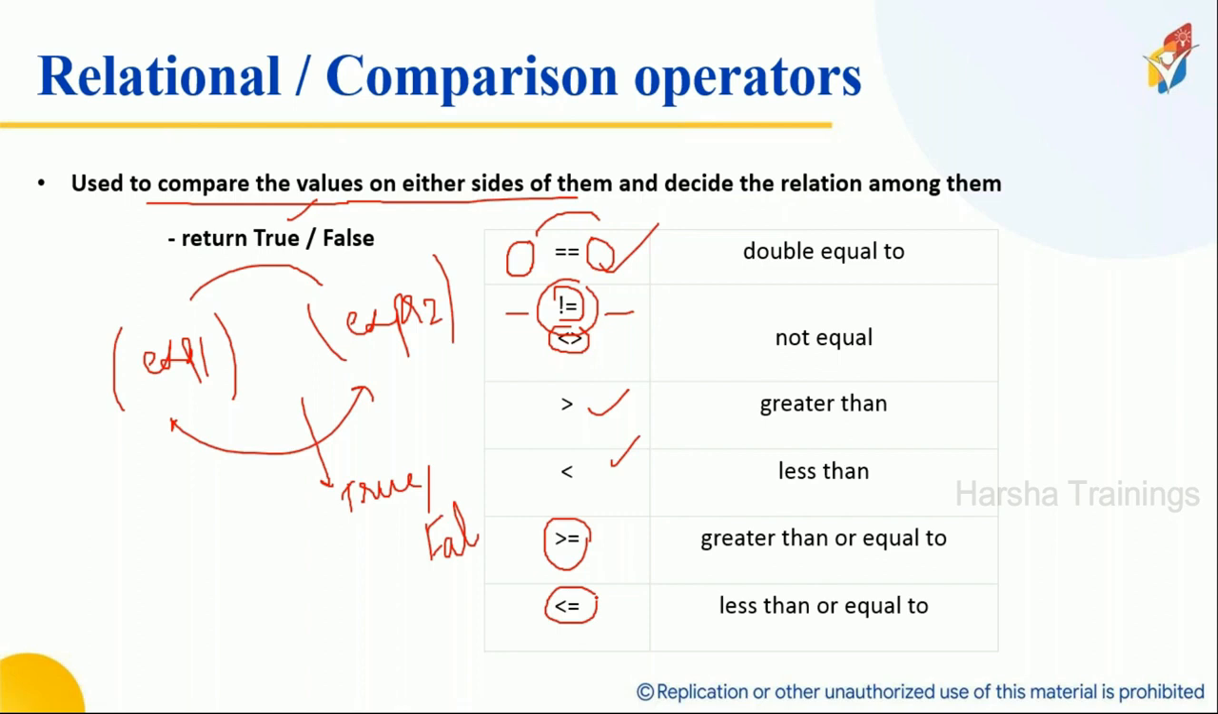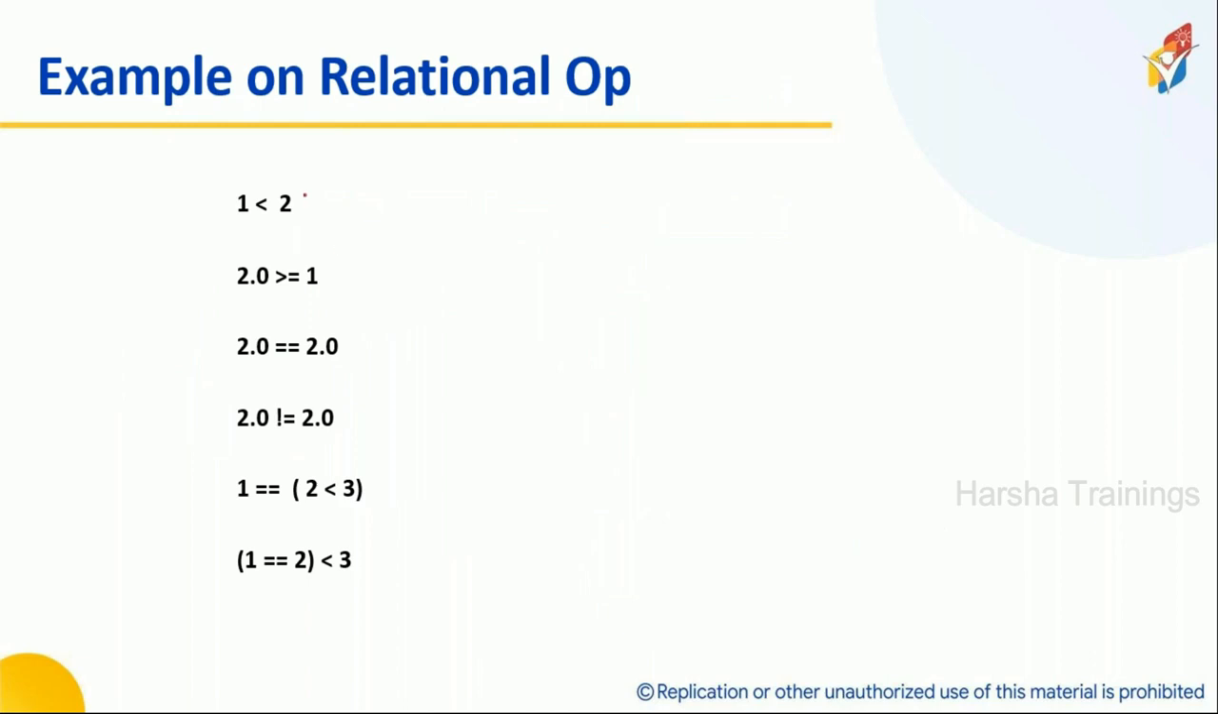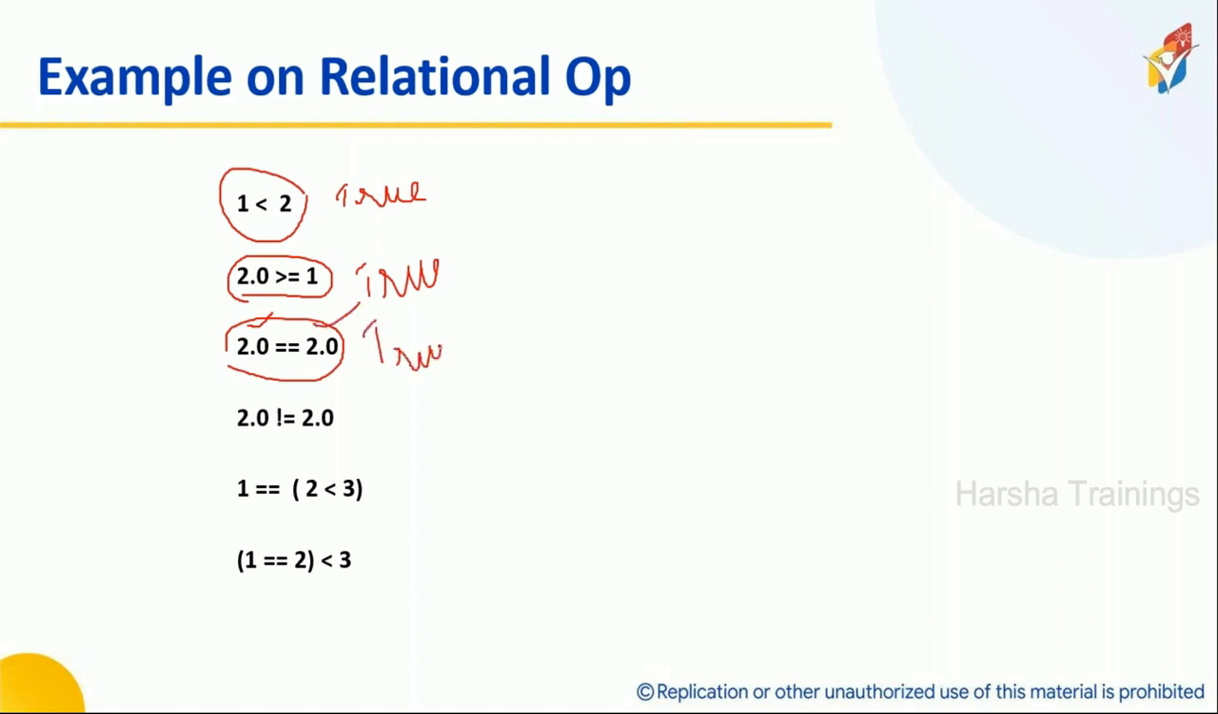Let me discuss some examples. Is 1 less than 2? By default, everyone knows that it is true. Then 2.0 is greater than or equal to 2.0 is also true, because the left side is 2.0 and the right side is also 2.0. And 2.0 not equal to 2.0 is false.